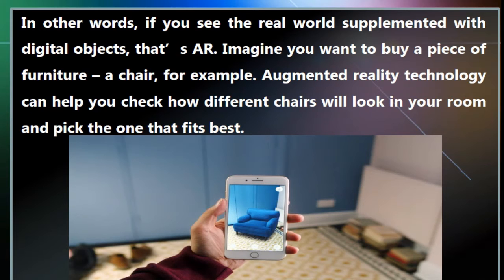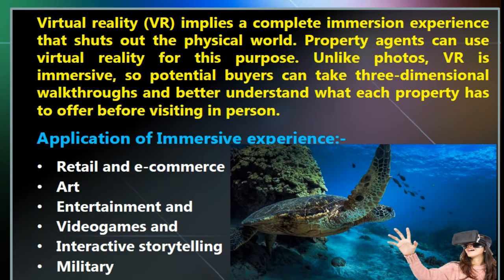In other words, if you see the real world supplemented with digital objects, that's AR. Imagine you want to buy a piece of furniture, a chair, for example. Augmented reality technology can help you check how different chairs will look in your room and pick the one that fits best.